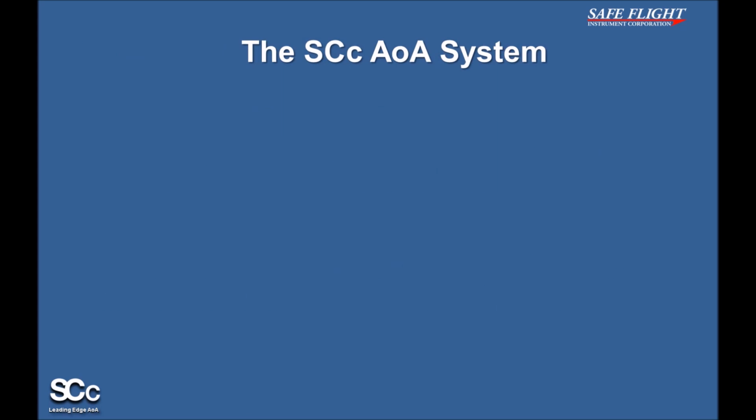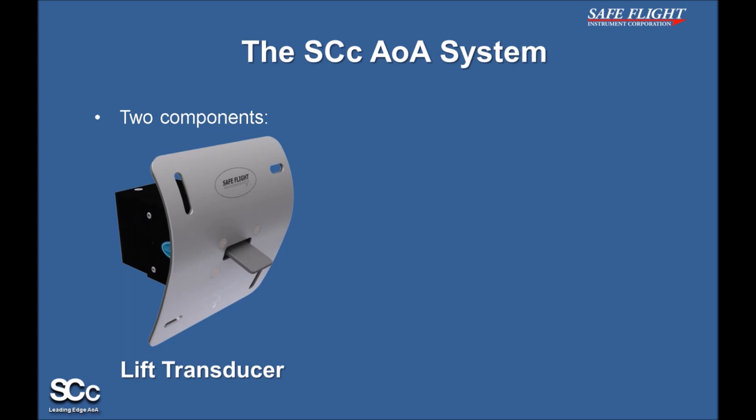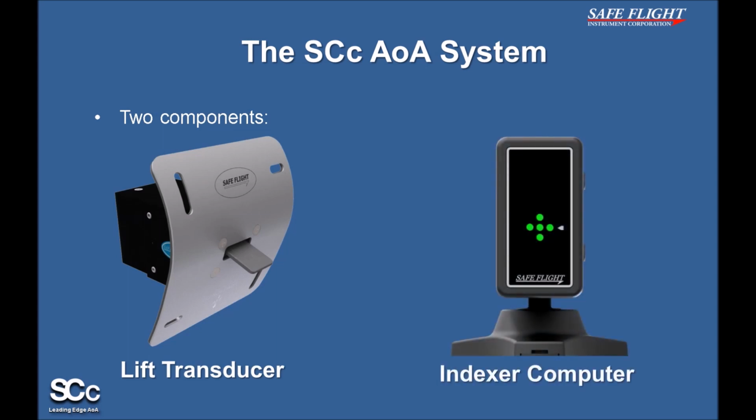Let's take a closer look at the SCc AoA system. One of the key things to note about the SCc system is that it only has two components. The first of which is the Lift Transducer, which mounts on the leading edge of the wing, and the second of which is the Indexer Computer, which is mounted on the glare shield.